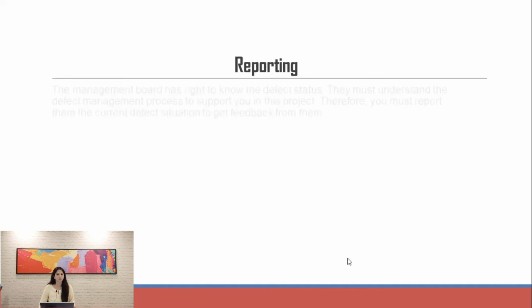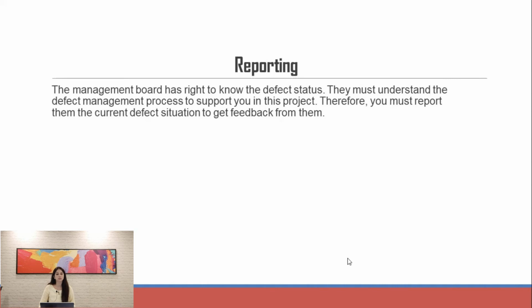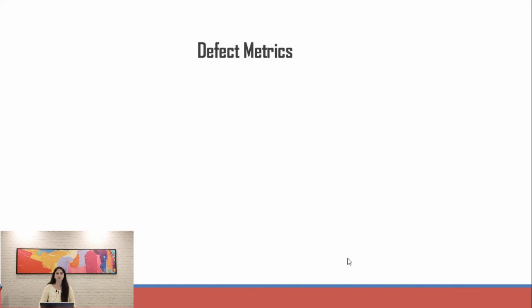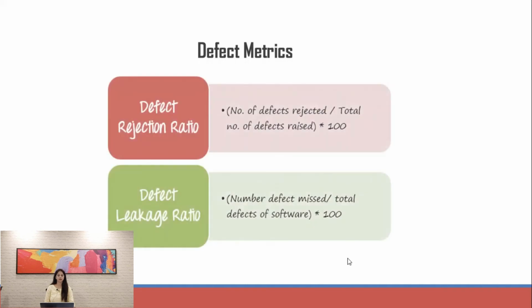Then we have to report the status of all the issues to our managers, because they must know how many bugs are open, how many are closed, how many are still to be taken care of, not fixed, or still open. Then they need to know the status of the current bugs in the list. Then there are two very important metrics which we have to understand while working as a tester. They are defect rejection ratio and defect leakage ratio.